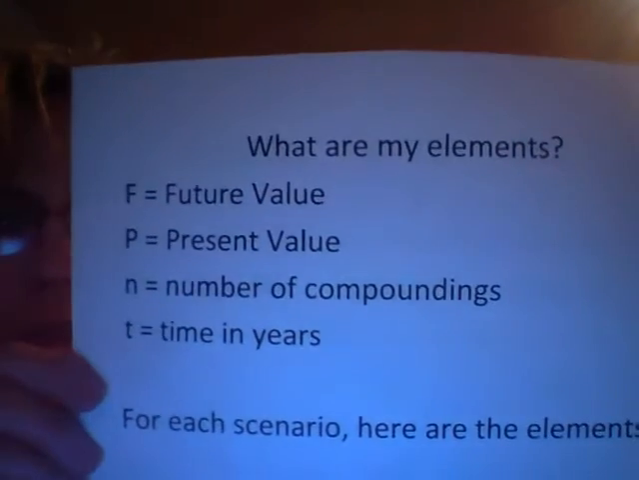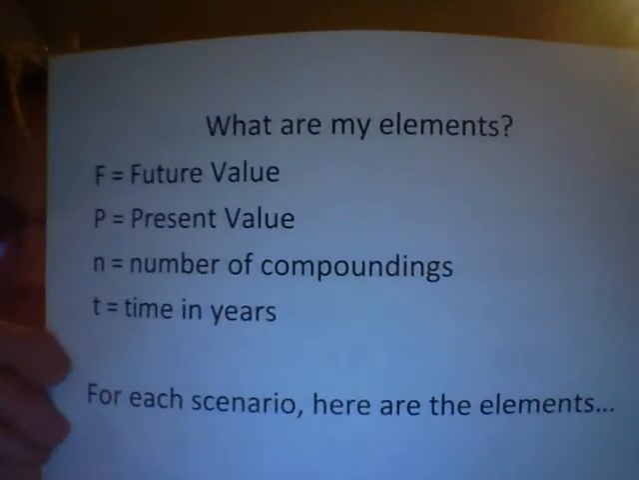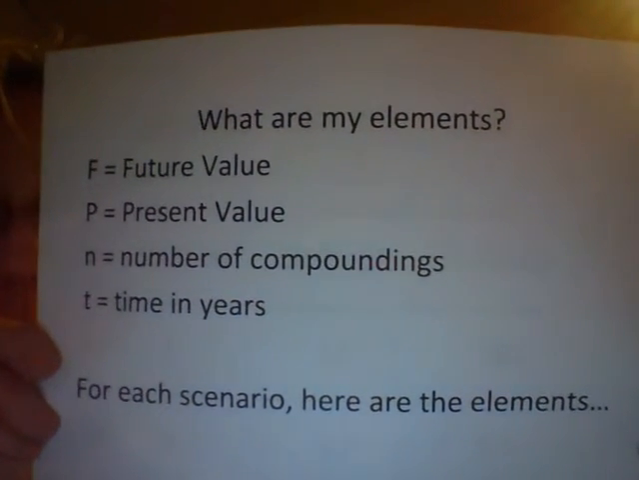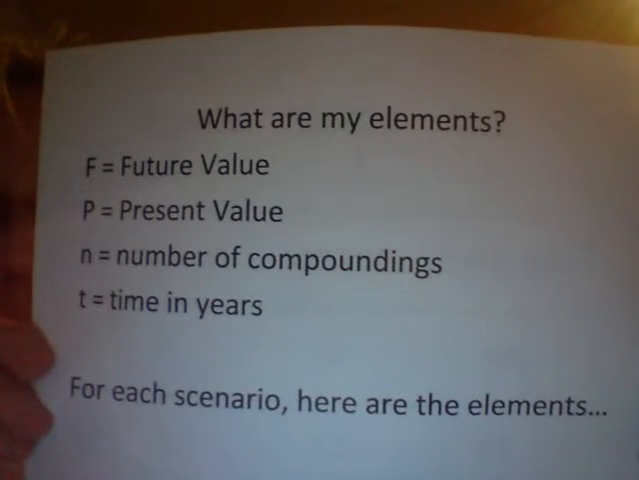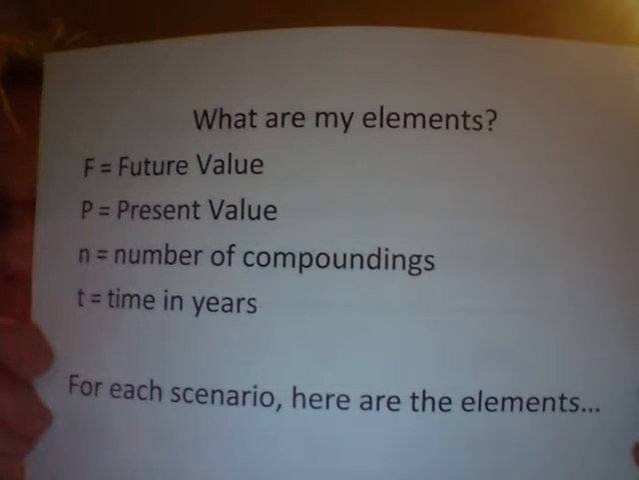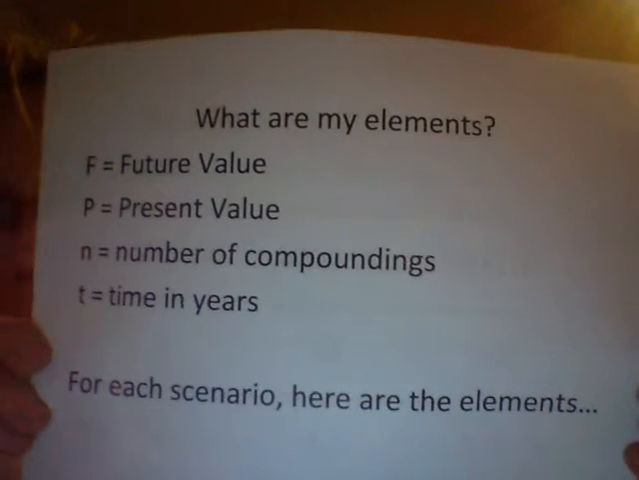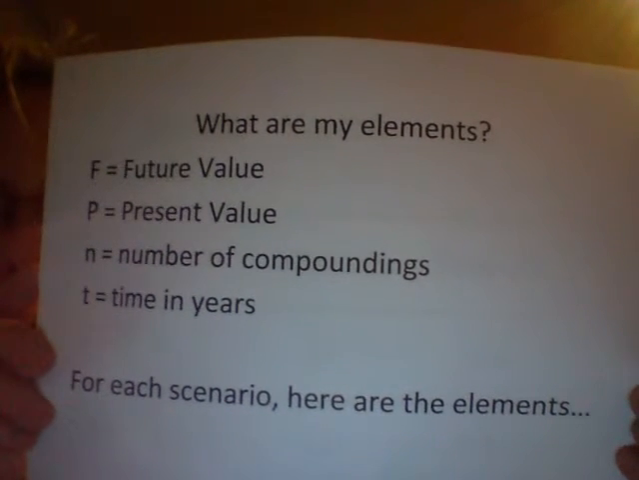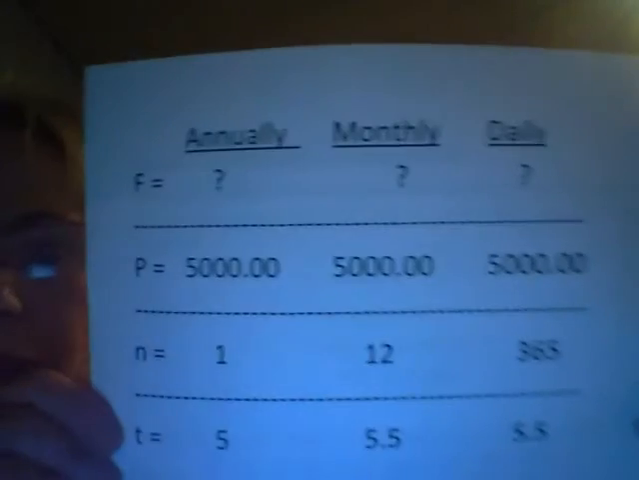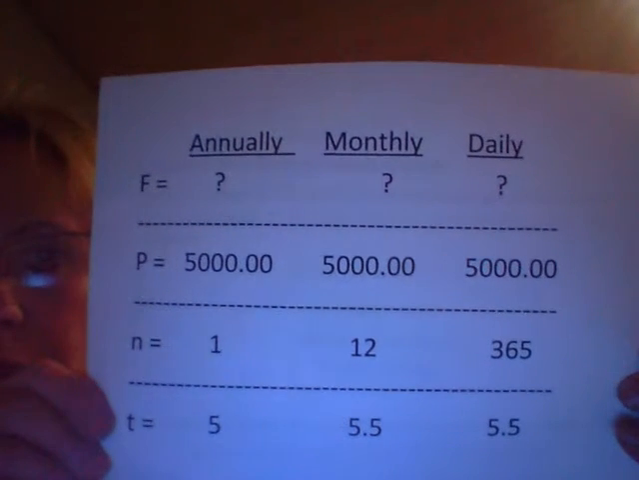Okay. What are my elements? I have F equaling the future value, P equaling the present value, N equaling the number of compoundings, and T equaling the time in years. And each scenario has all of these elements. So I made a little chart of all of the scenarios, all three, and here's what it looks like.